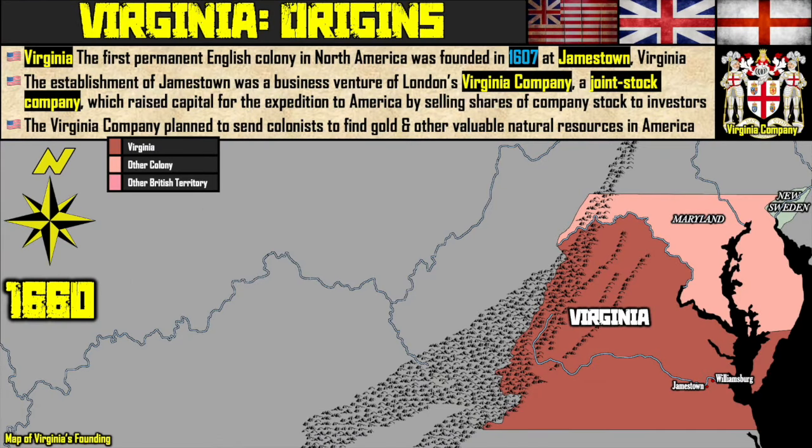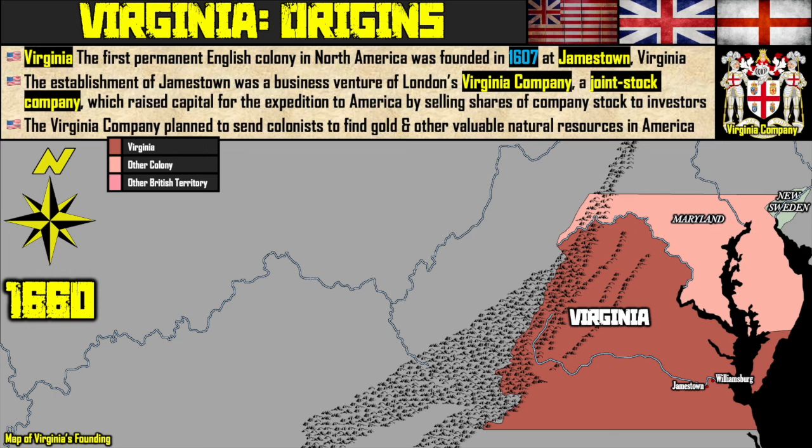Virginia was the first permanent English colony in North America that was established. The first city established was Jamestown. The establishment of Jamestown was a business venture of London's Virginia Company, a joint stock company which raised capital for an expedition to America by selling shares of company stock to investors. That sounds pretty normal for today's corporate business world, but joint stock companies were relatively new and only seen in Western Europe at the time.